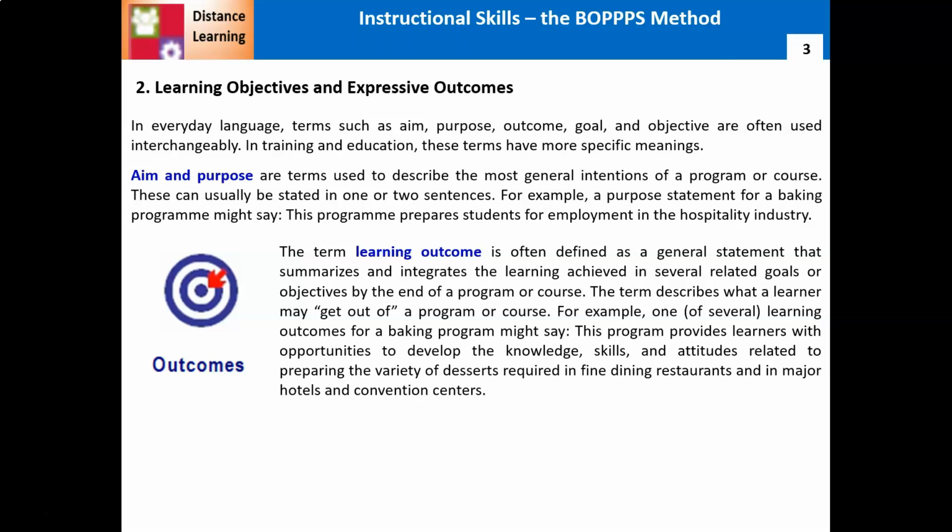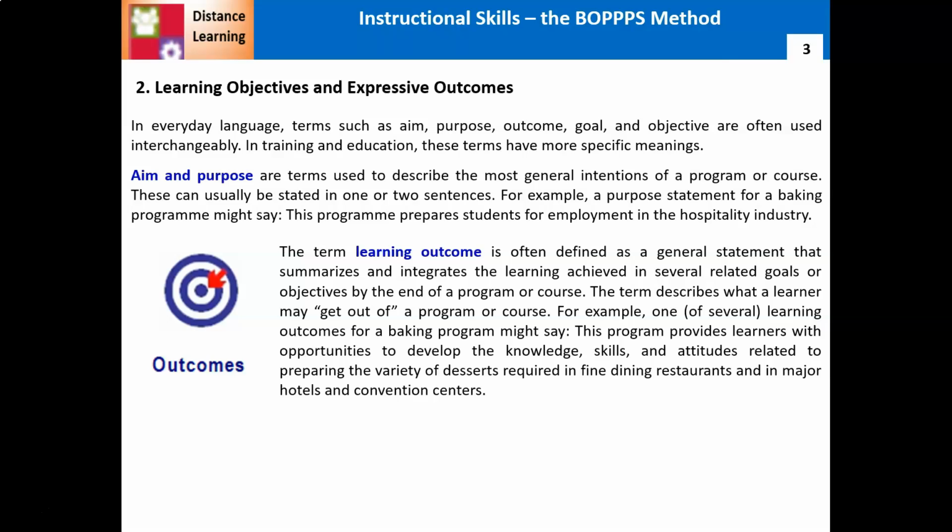For example, aim and purpose are terms used to describe the most general intentions of a program or course. This can usually be stated in one or two sentences. For example, in the hospitality industry, the purpose statement for a baking program might say, this program prepares students for employment in the hospitality industry.